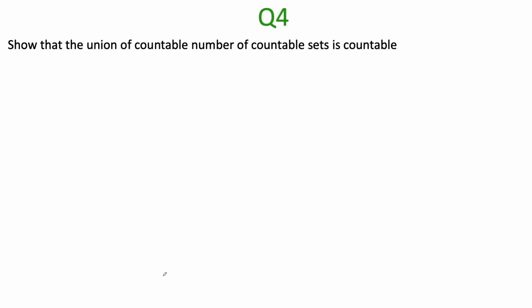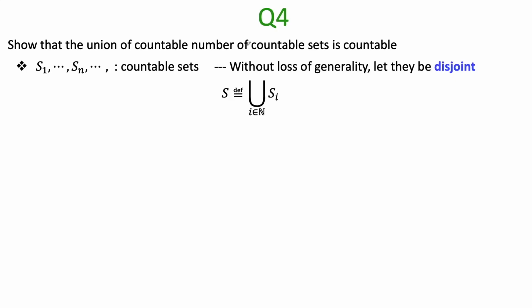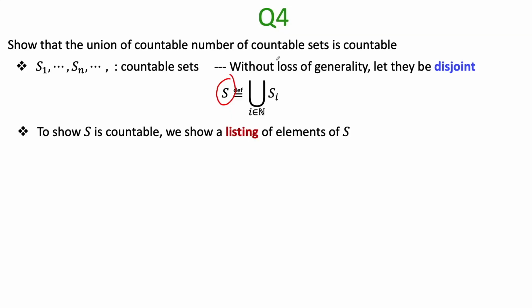In question number 4, we want to show that if I take several countable sets and perform the union of a countable number of countable sets, then the resultant set is again countable. So imagine you are given several countable sets, possibly an infinite number of them, and without loss of generality let them be disjoint. I call the bigger set S the union of all these sets Si, and I want to show that S is also countable if each of the individual sets is countable.